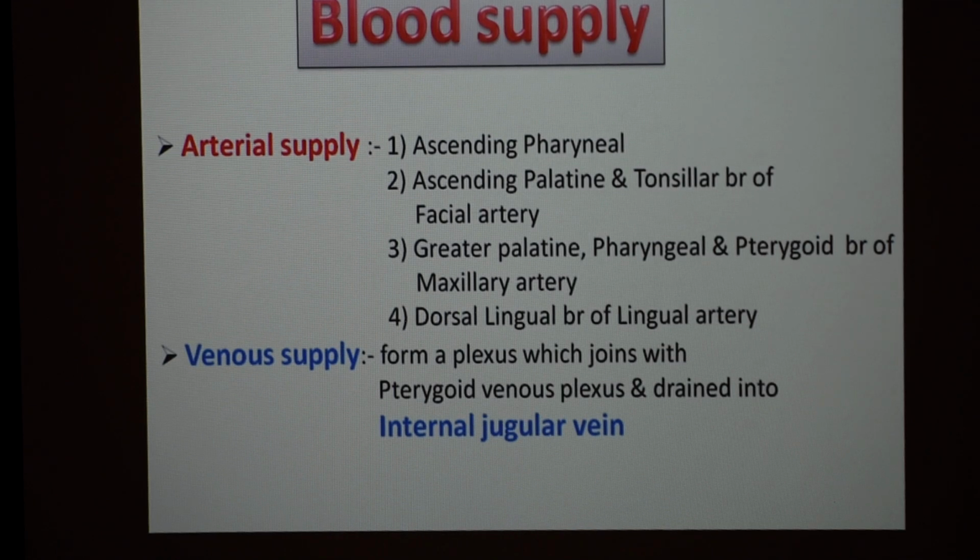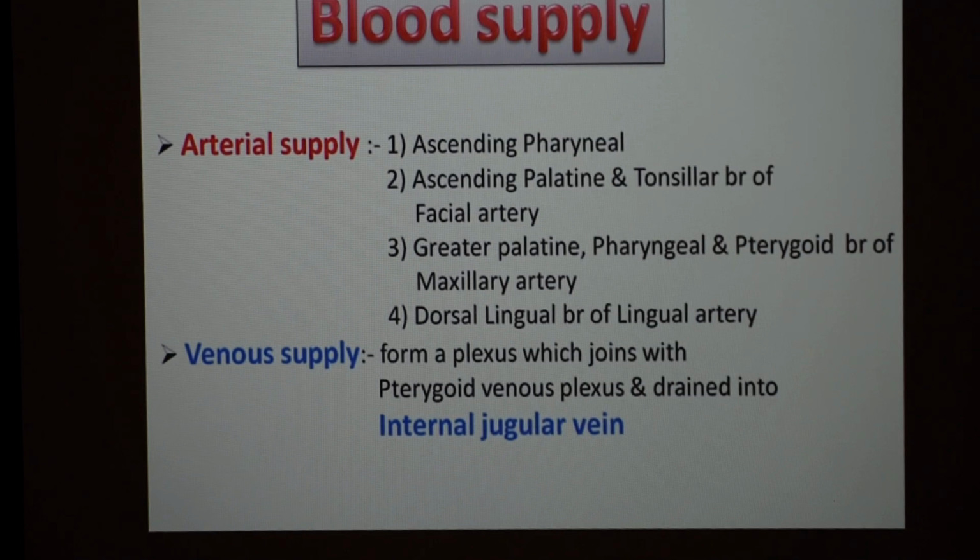Now venous supply. Veins form the plexus which joins with the pterygoid venous plexus that lies on the buccopharyngeal fascia on the middle constrictor muscle of the pharynx. And finally this venous drainage drains into the internal jugular vein. So that is about the blood supply of the pharynx.